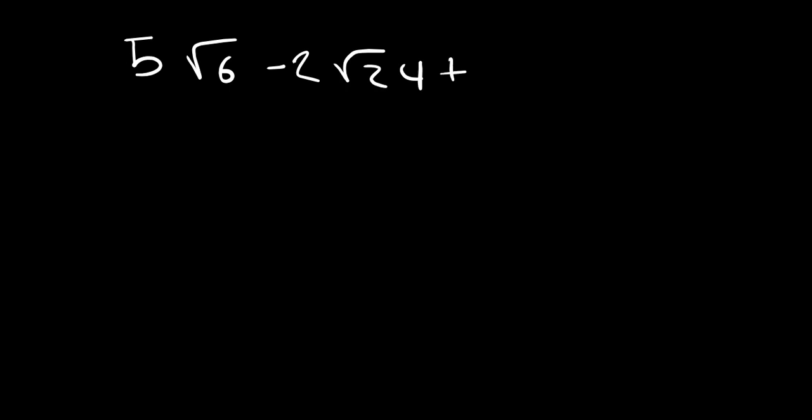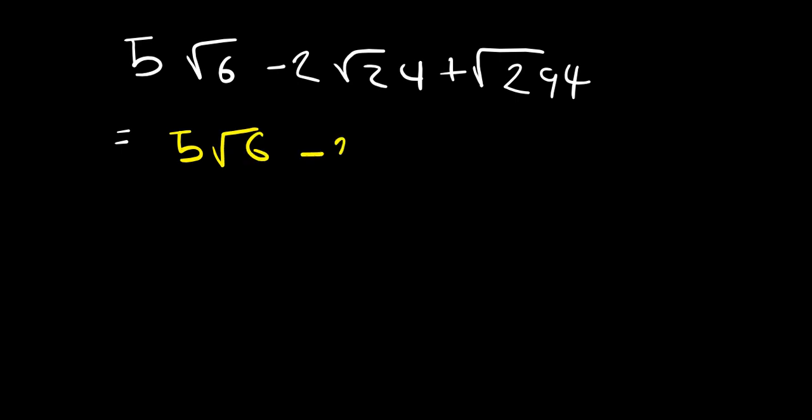Let's try another one. Let's say you have 5 root 6 minus 2 root 24 plus, let me say, the square root of 294. Now how are you going to simplify this? We're still looking for potentials, which ones we can manipulate. So these ones will just remain. Which two numbers can we multiply to give us 24? We can multiply 4 and 6. So 4 multiplied by 6.